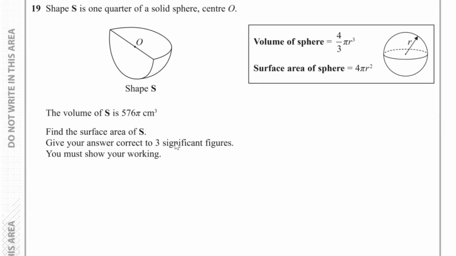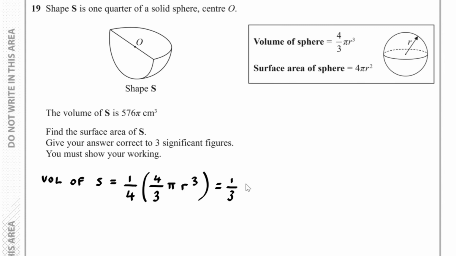So what we can do is find out the volume of S. So for the volume of S, that's equal to, well, I've got 1/4 of a solid sphere, and then I multiply this by 4/3 pi r cubed. I don't know what the radius is. Now if I simplify this, it turns out we get 1/3 pi r cubed for the volume of S.